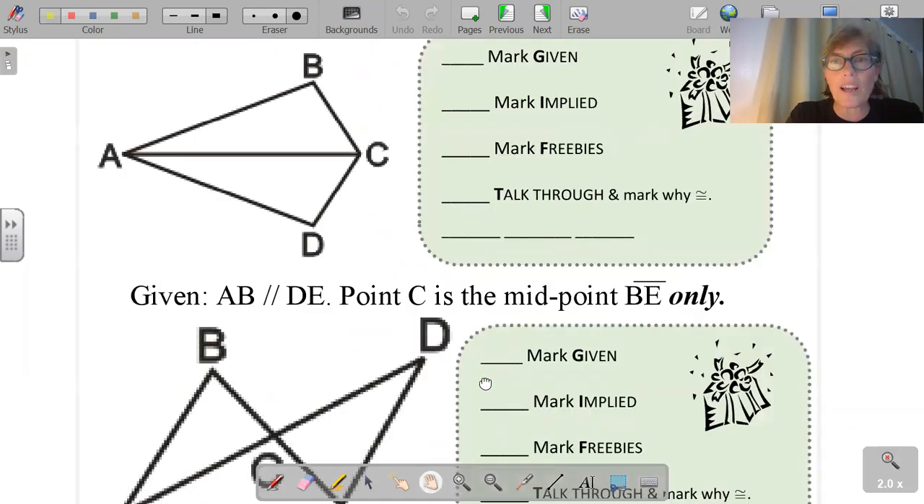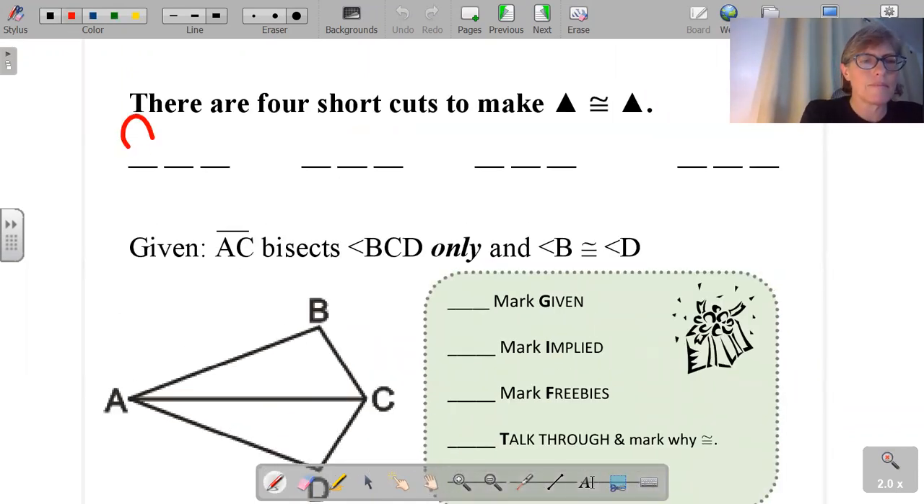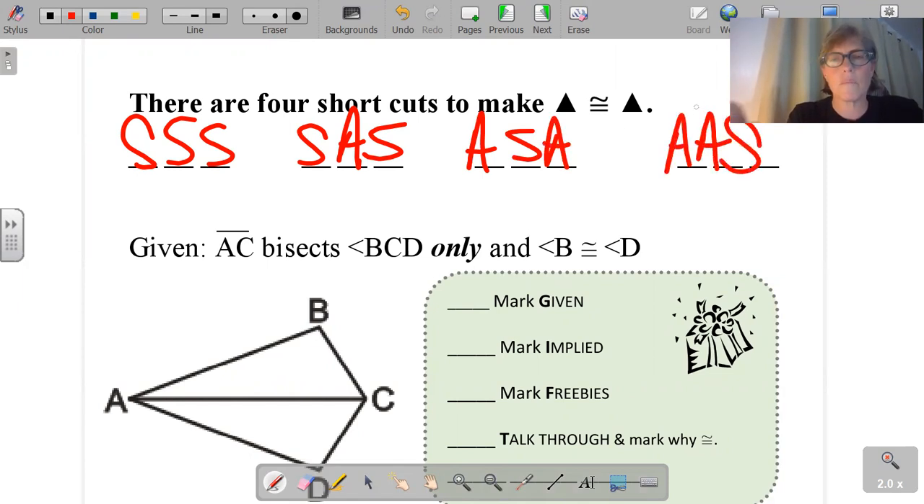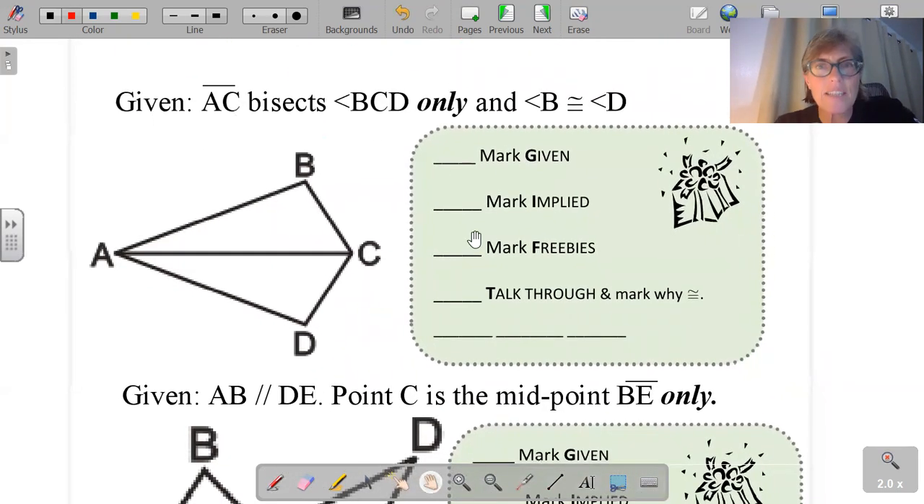Let's recap real quick our previous lesson. There are 4 triangle shortcuts: side, side, side; side, angle, side; angle, side, angle; angle, angle, side. We walked through the concept of proofs, informal proofs, and GIFT: given, implied, freebies, talk through. This is the most critical skill of what are commonly called proofs, to walk through the process of GIFT. So I'm going to do these 2 with you.